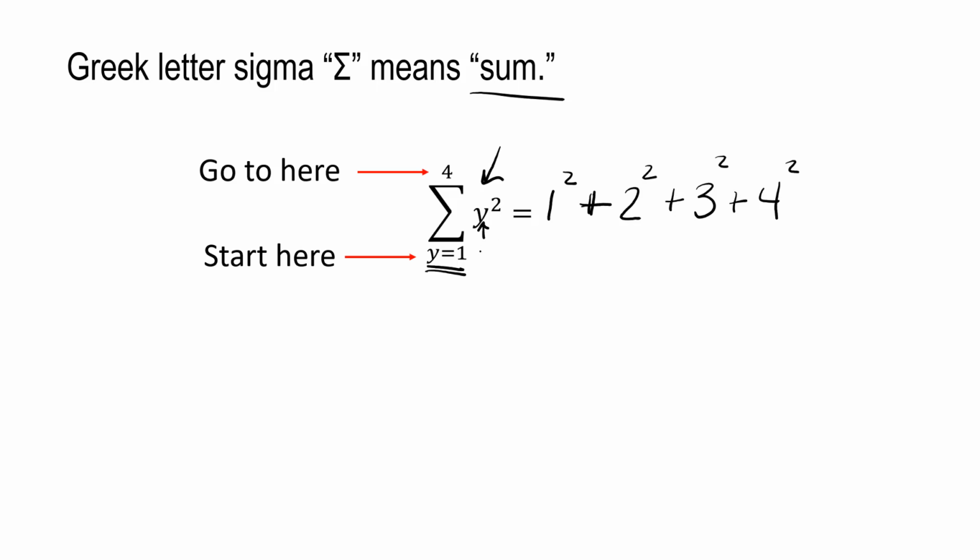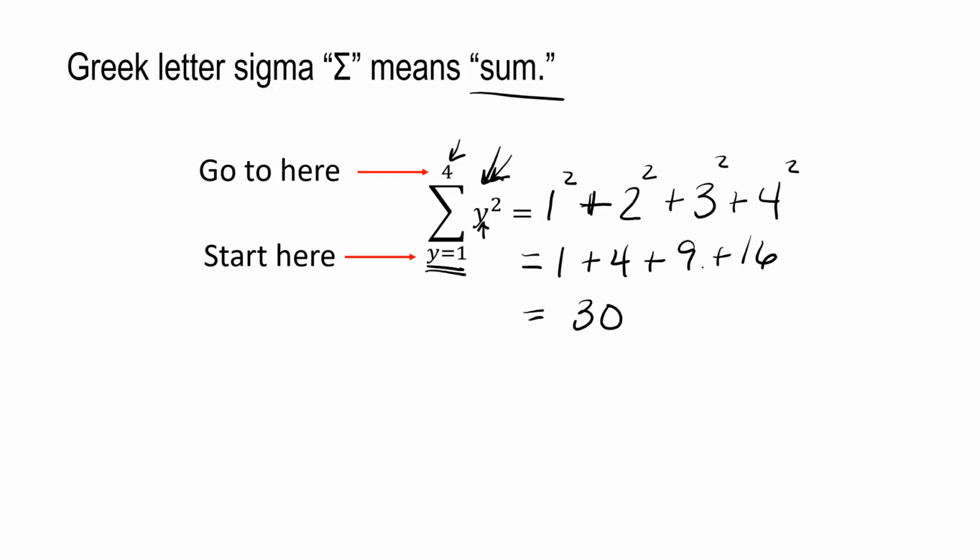Go to the next increment, 3. Do this function. Then go up to 4. Do that function. Then you stop, because that's where you're supposed to stop. So this summation from 1 to 4 of y squared is equal to 1 plus 4 plus 9 plus 16, which is equal to 14 plus 16, which is 30. So that's how summation notation works.